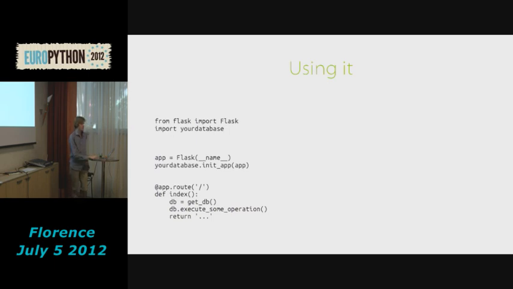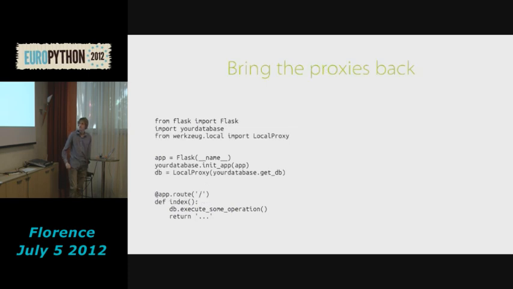But the good thing is that you can use the proxies from Werkzeug internally, and then you do db equals local proxy to the function you want to call, and then you can do db.execute some operation the first time. So every time you do an attribute lookup on the execute some operation, it calls this function, which does the same thing. Which is a very simple pattern, but not many people know that you can actually use the local proxies yourself. So basically, if you give this any function, the return value of the function will be what the proxy is pointing to.